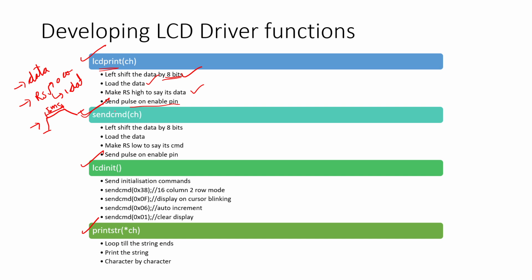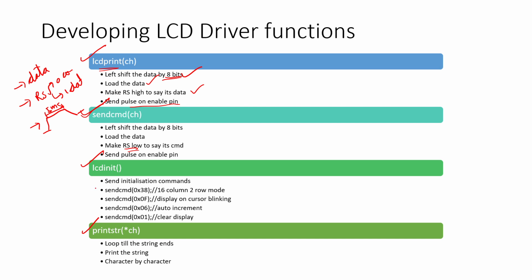Coming to send command, everything remains the same except that here we make register select low to tell the LCD that whatever data it receives is not actual data, it is a command, so it should perform accordingly. And then coming to LCD init, once we have defined the send command function, we have a set of commands to be sent to the LCD before starting off with sending data to print on it.